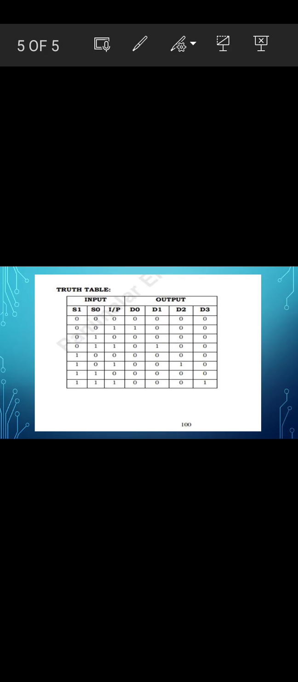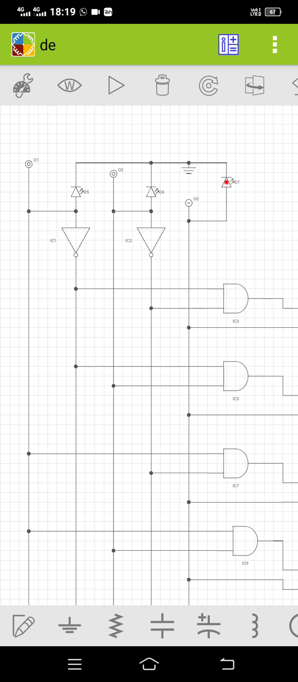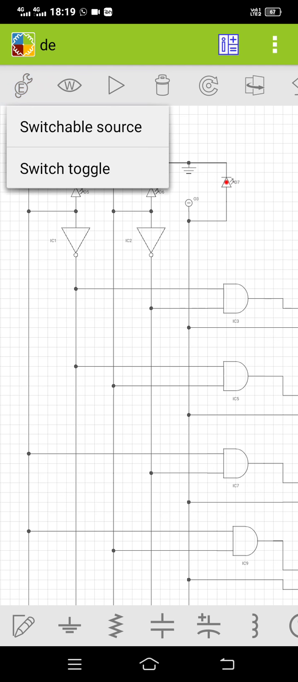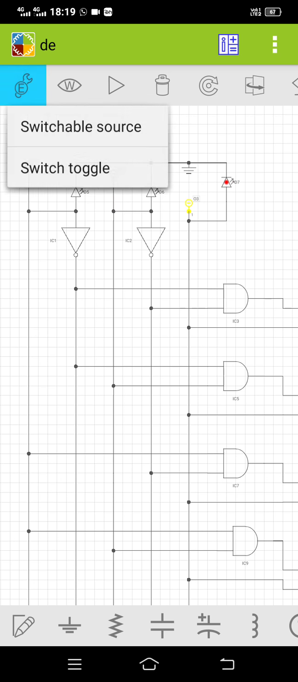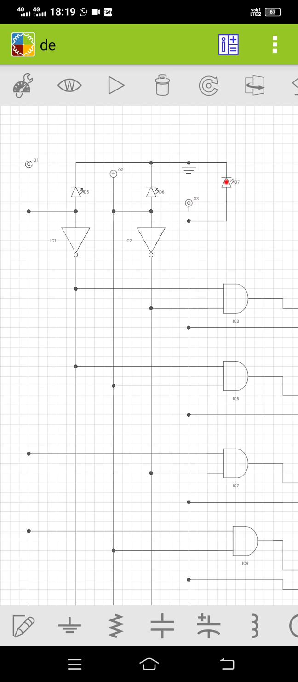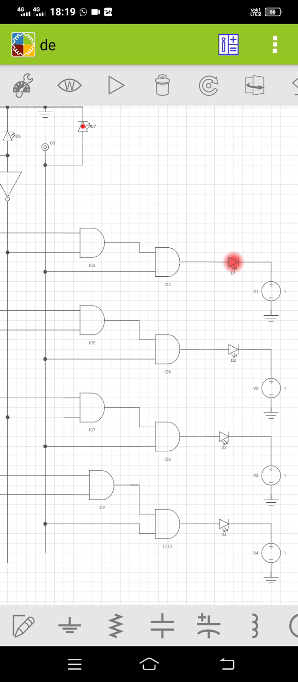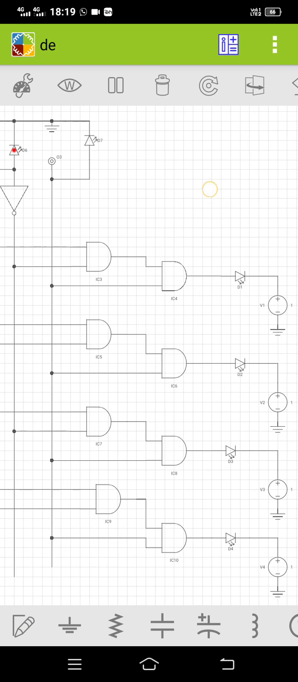Now, let us see the third case. In the third case, the second select line should be kept 1, rest of the others should be 0. For that, no LEDs glow in the output. Let us check it. We are going to keep the second select line as 1. Rest of the others are 0. Let us check the output. In the output, no LEDs are glowing. Yes, here no LEDs are glowing. Hence it is verified.